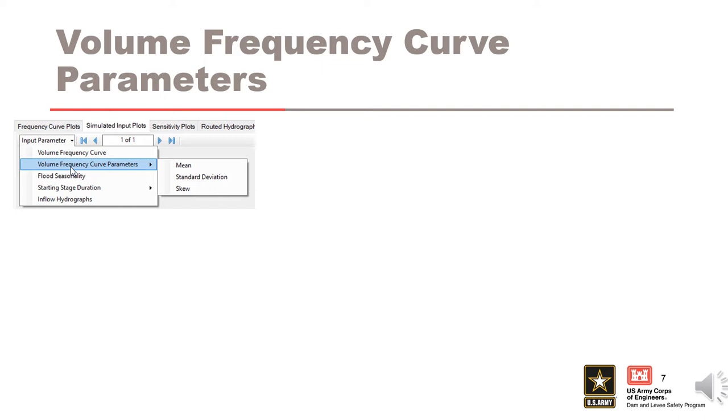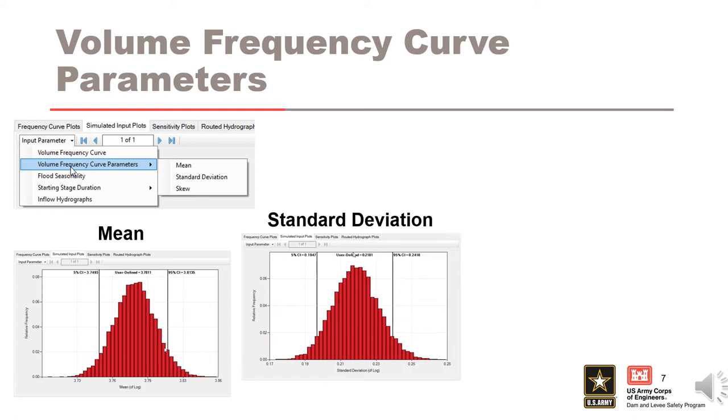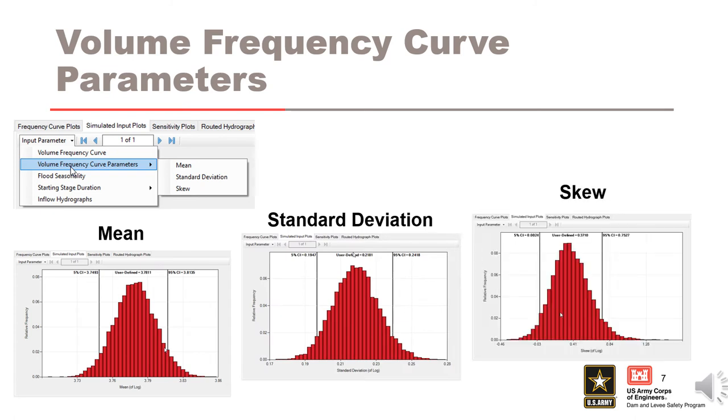Next is the volume frequency curve parameters. There are three options for an LP3 frequency curve: mean, standard deviation, and skew. The plots are a compilation of results over all of the realizations, so the option of toggling is grayed out.